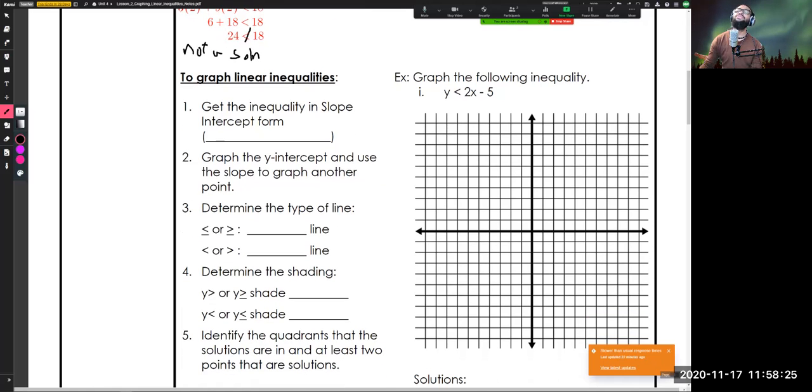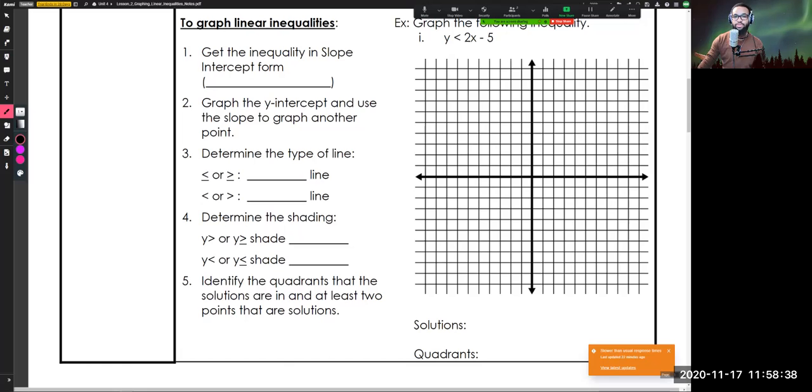The goal of this is to be able to read inequalities and graph inequalities using slope-intercept form. Sorry about that. So let's go through a few steps for how to do this. Step number 1 is to get the inequality in slope-intercept form, okay? So this is going to be something that looks like, instead of being equal to, it'll be less than or greater than.